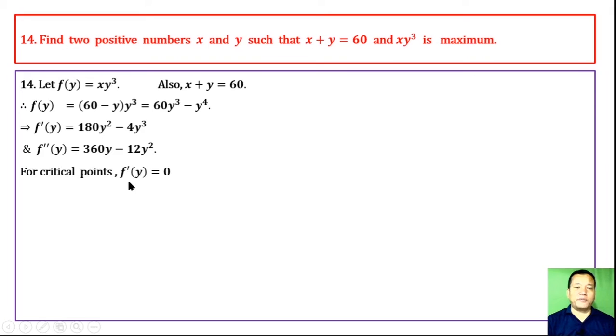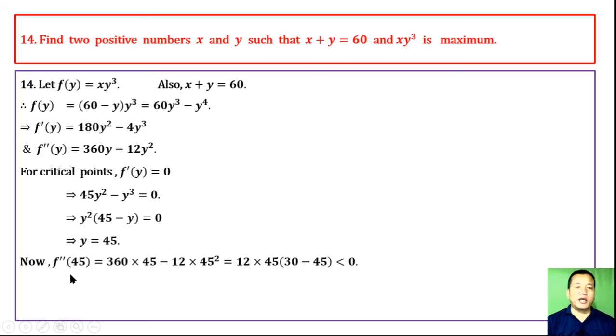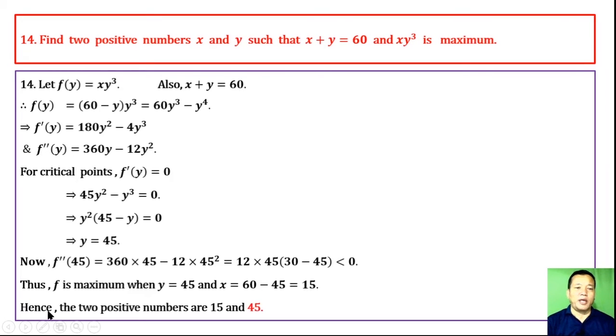For critical points, f dash y equal to 0 gives 45 y square minus y cube equal to 0. Taking out y square, we get this. From this, we get y equal to 45. y cannot be 0. Now, f double dash of 45, whose value we get is a number which is negative, less than 0. Thus, f is maximum when y is 45 and x is given by 60 minus 45, that is 15. Hence, the two positive numbers are 15 and 45.